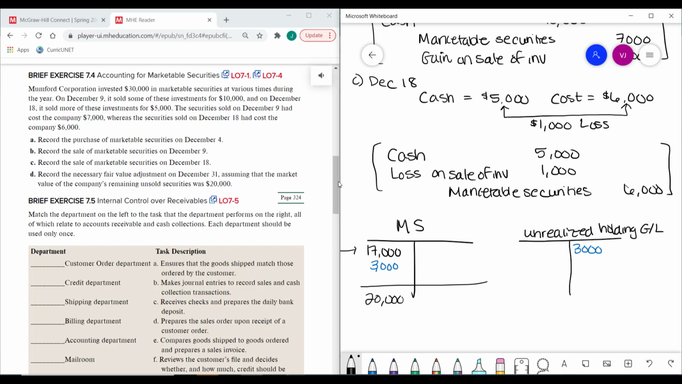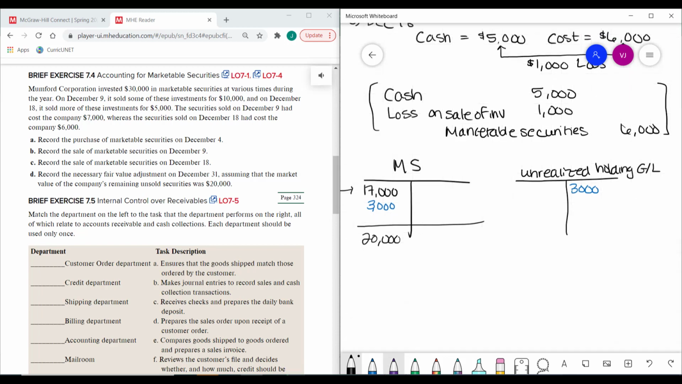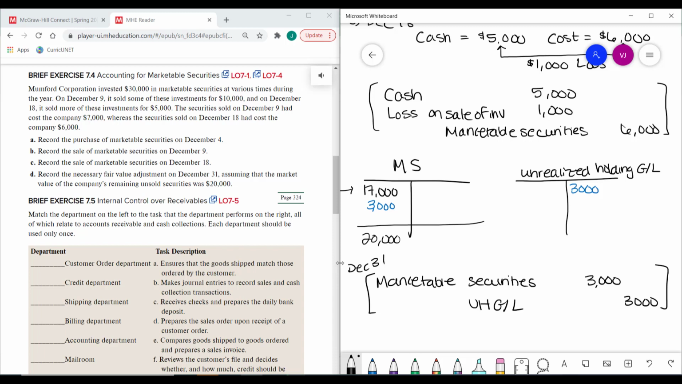So in this case, since we increased marketable securities due to the increase in market value, that's really an unrealized gain. Okay, so the journal entry for this would be, on December 31st, end of the year, we'll debit marketable securities for $3,000 and credit the unrealized holding gain/loss account for $3,000. Okay, so that's how we do that fair value adjustment.